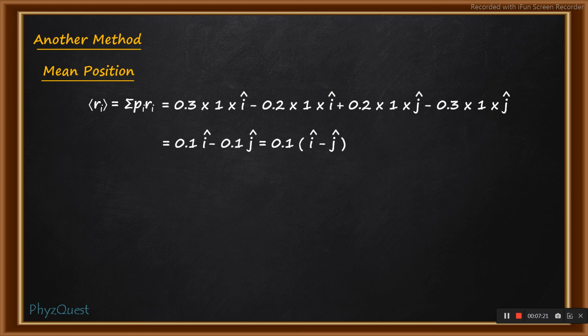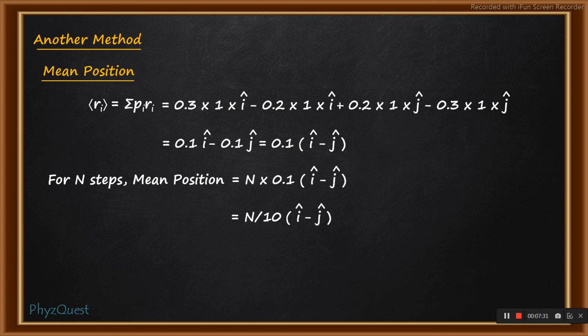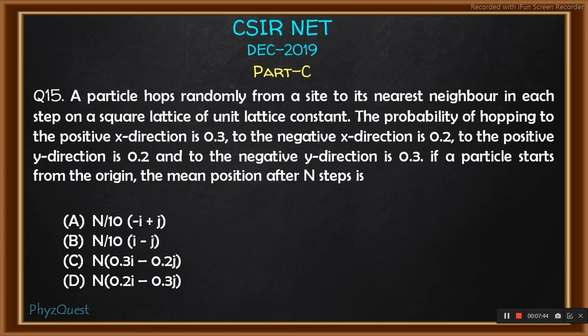Again, we need to calculate for n number of steps. For n steps, the mean position is simply n multiplied by it, which is n into 0.1 (i cap minus j cap), which is equal to n by 10 (i cap minus j cap). You can see whatever we have discussed earlier, it's giving the same answer. We have just put it in the direct formula. Now let's check the options. You can see that option B is matching with our result. So the correct answer for this question is option B.